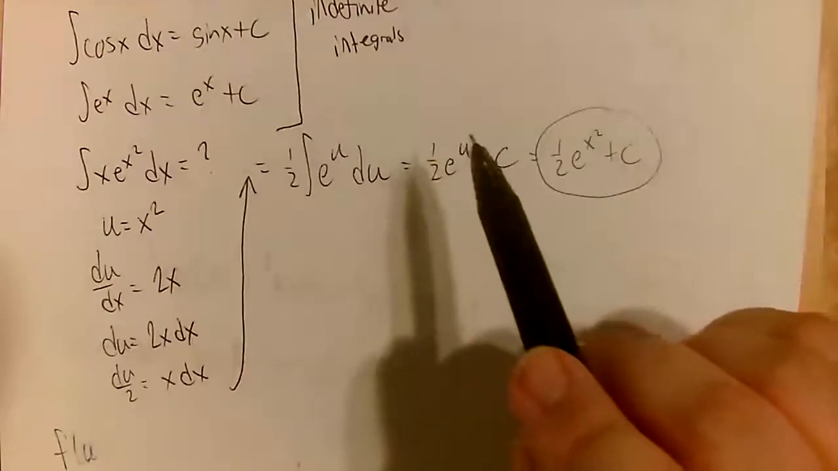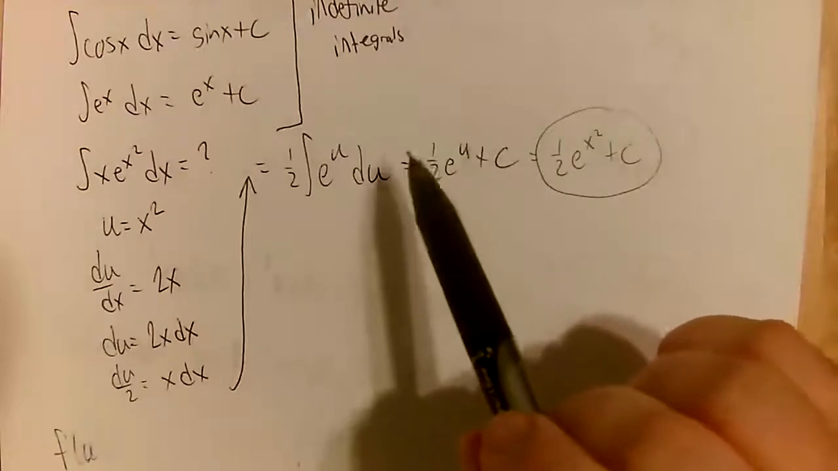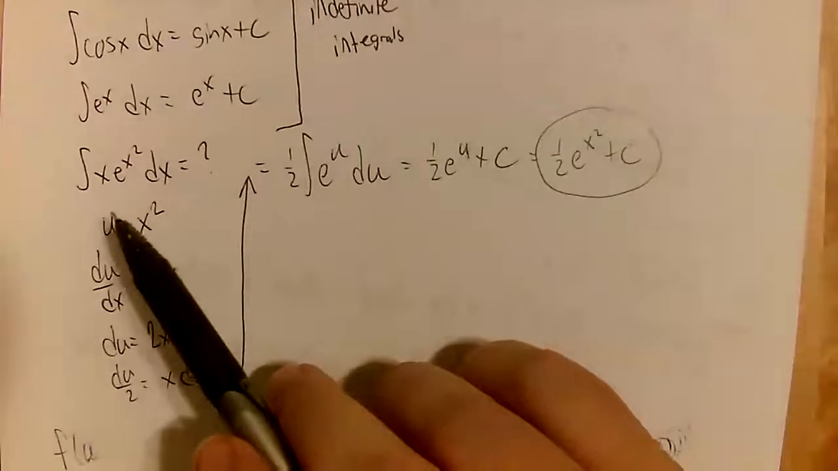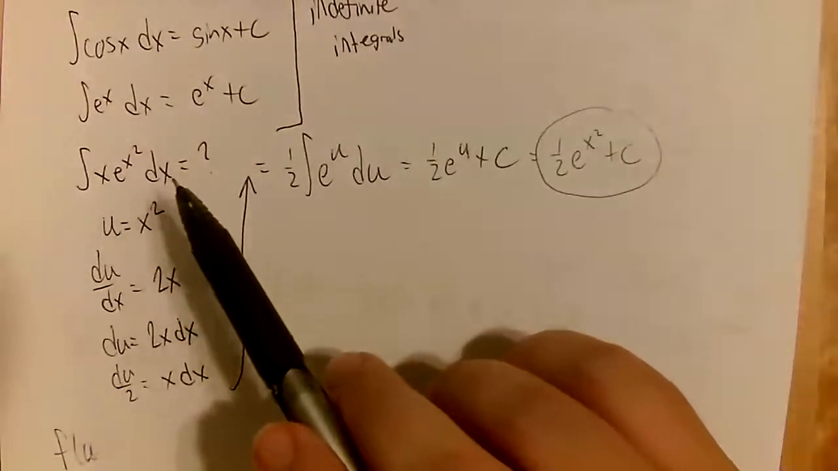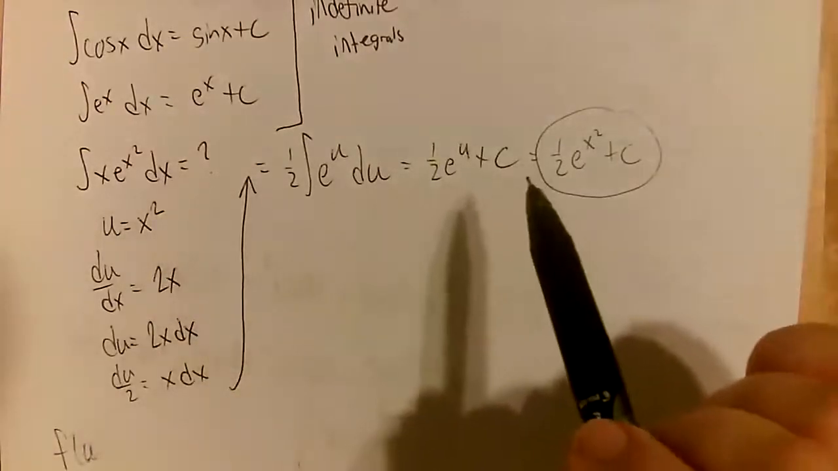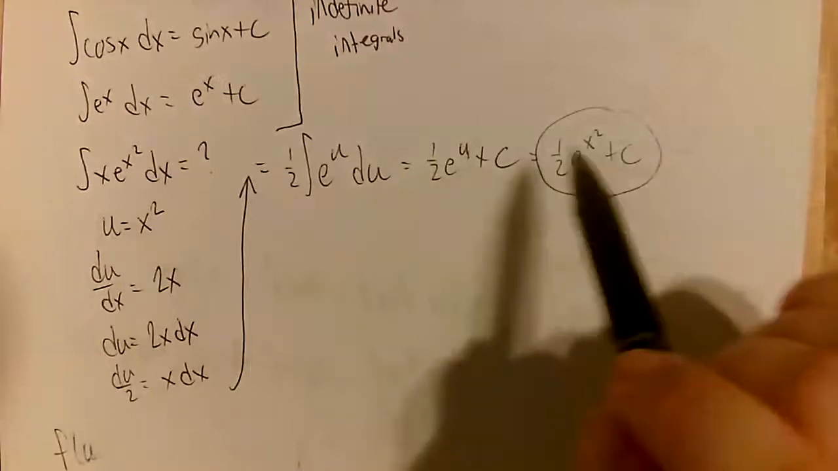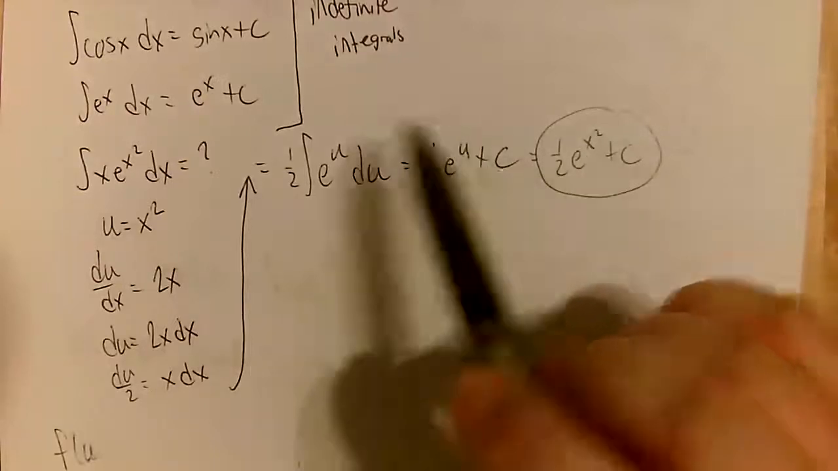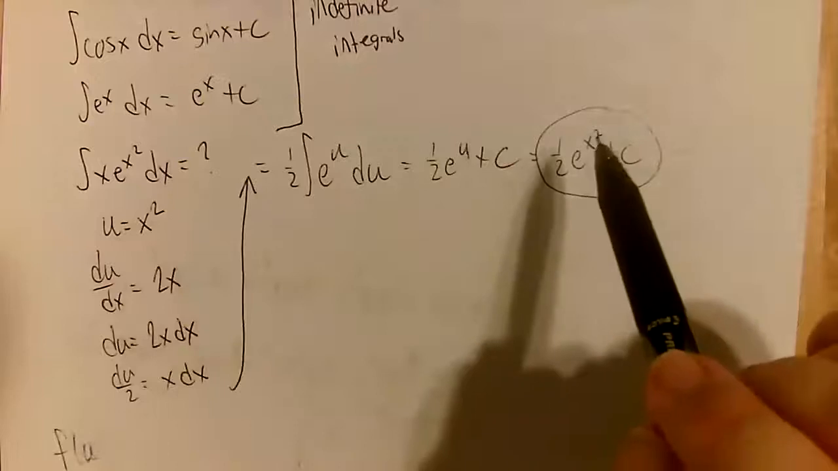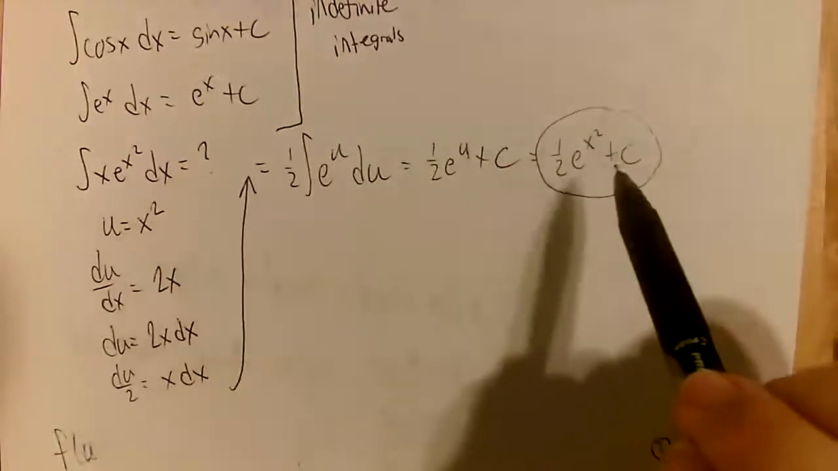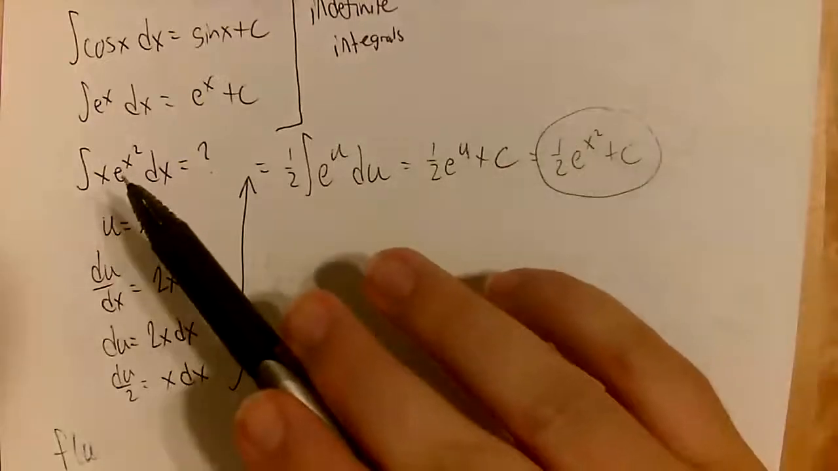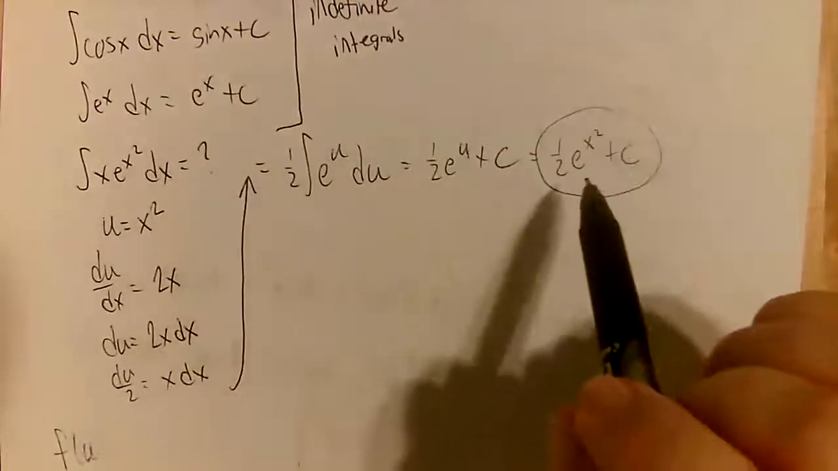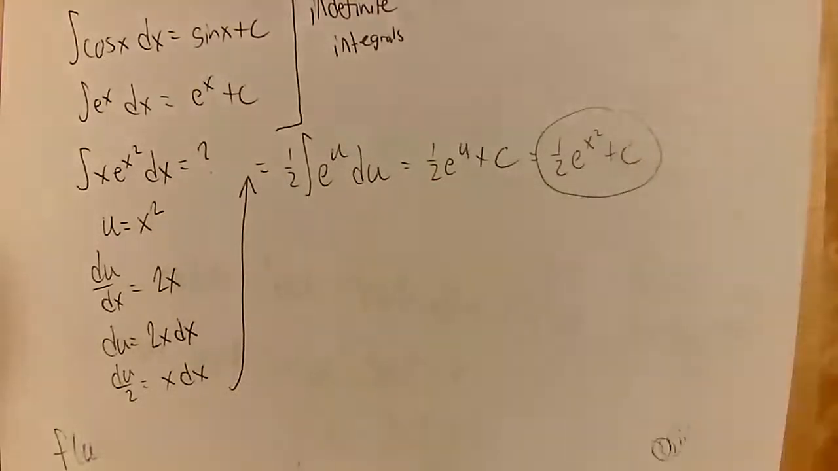And then all we need to do to finish the problem is replace everything back in terms of x, because they gave us an antiderivative of a function of x, so rightfully we should provide them with a function of x. So all we need to do is replace this u with an x squared, and voila, we have our antiderivative of x e to the x squared. It's 1/2 e to the x squared plus c.